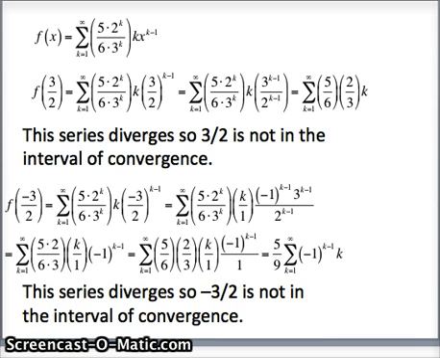We check both endpoints. 3/2 led to a divergent series. -3/2 led to a divergent series. So neither 3/2 nor -3/2 is in the interval of convergence.